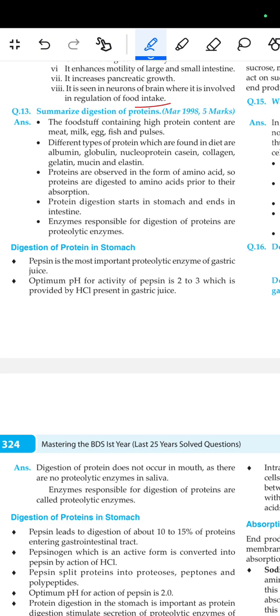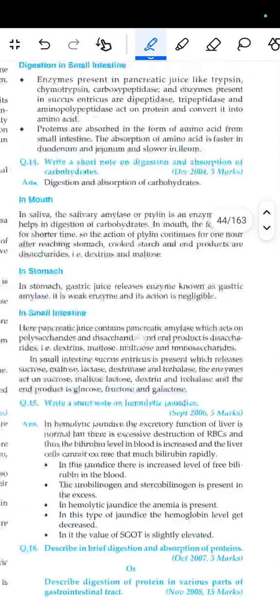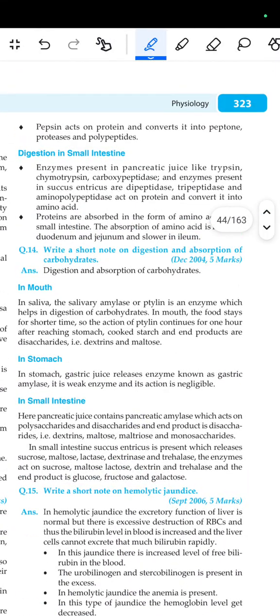Enzymes responsible for the digestion of the proteins are the proteolytic enzymes. Digestion of the protein in the stomach: pepsin is the most important proteolytic enzyme of the gastric juice. Optimum pH for the activity of the pepsin is 2 to 3, which is provided by the HCl present in the gastric juice. Pepsin acts on the protein and converts it into peptones, proteoses and polypeptides.